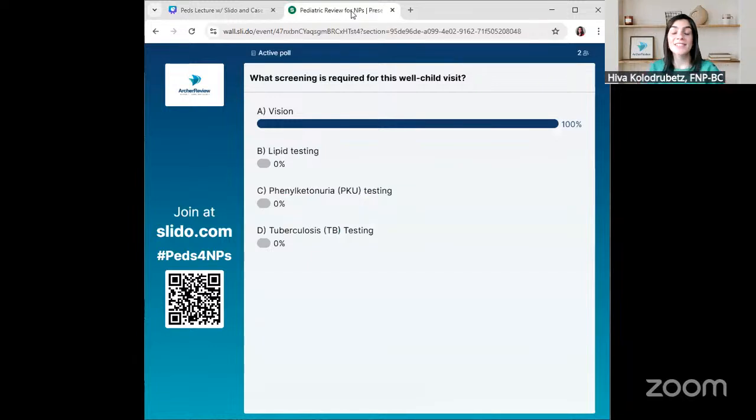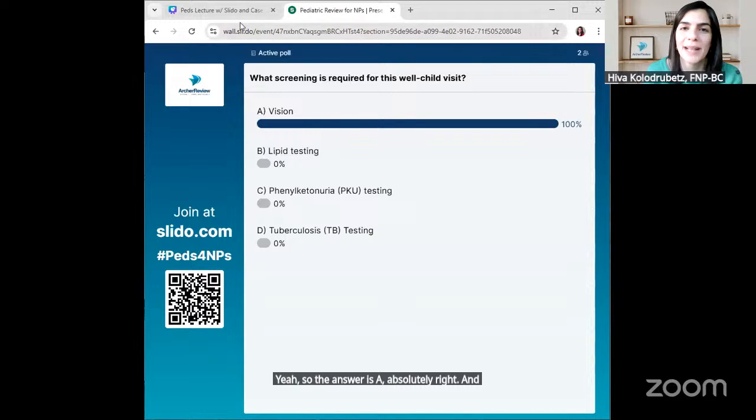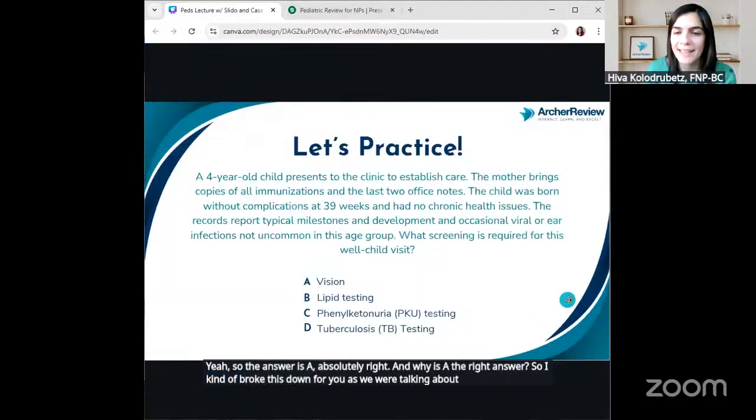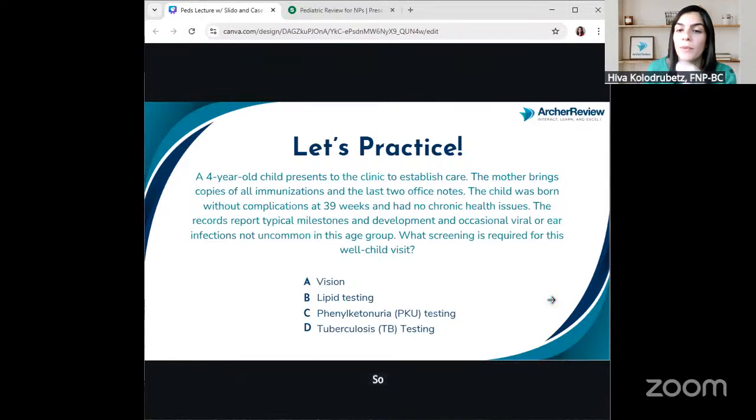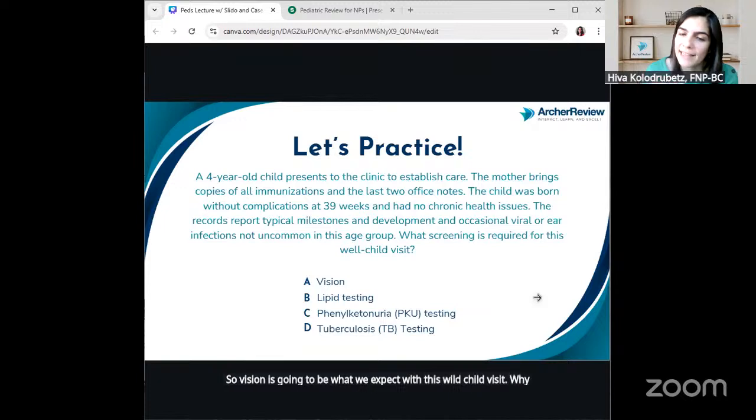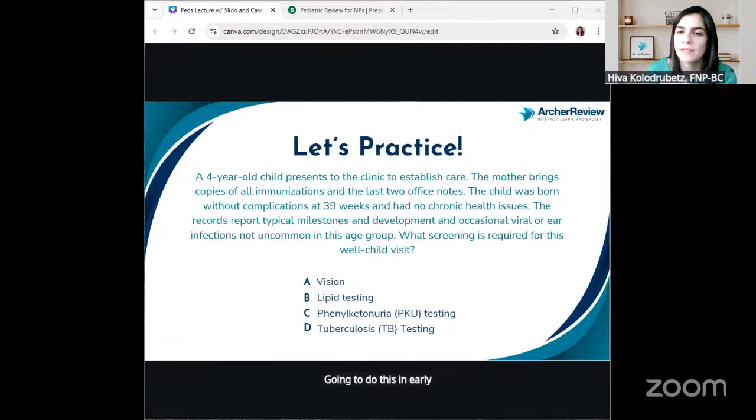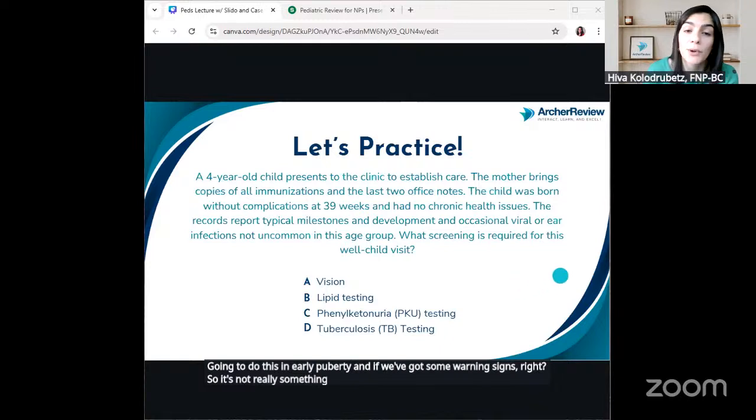Yeah, so the answer is A. Absolutely right. And why is A the right answer? So I kind of broke this down for you as we were talking about it, and you guys absolutely got it right. So vision is what we expect at this well child visit. Why are the other responses not right? Let's start there. So with the lipid testing, we're most often going to do this in early puberty and if we've got some warning signs, right? So it's not really something we'd be looking for in a 4-year-old who's otherwise healthy with no chronic health issues.